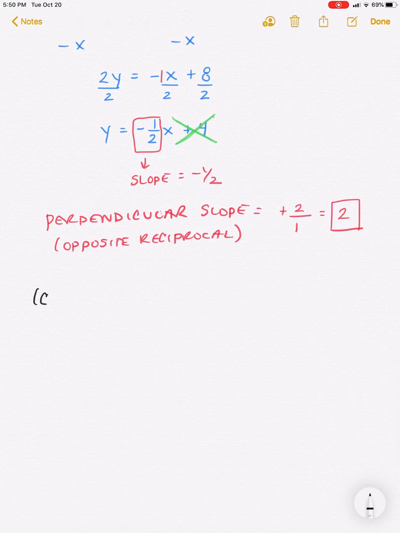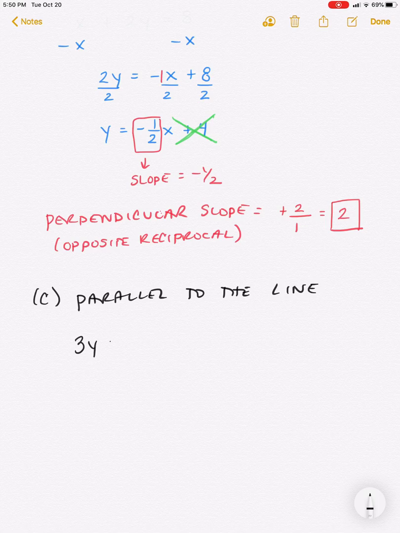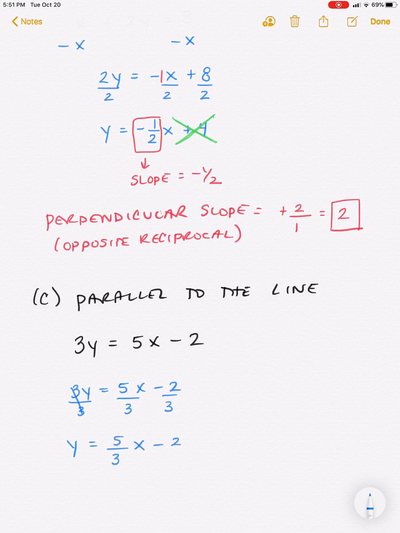Let's suppose for our last one, let's say that I say it is parallel to the line. Say we have something like 3y equals 5x minus 2, okay? And we need to find the slope that is parallel to the line 3y equals 5x minus 2. So the first thing I'm going to do is I'm going to write this equation in slope-intercept form. Again, I can't just look at it and say the slope is 5 because I don't have this in slope-intercept form. So we're going to divide by 3. y equals 5/3 x minus 2/3.